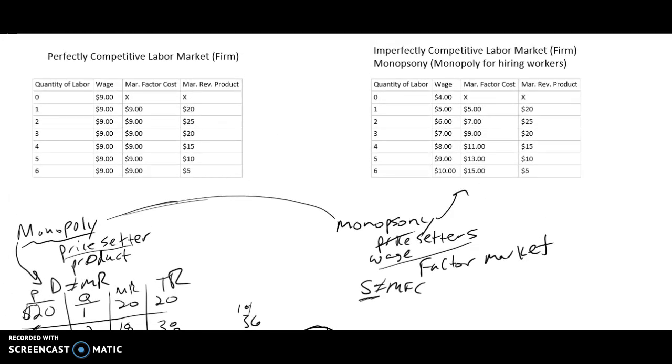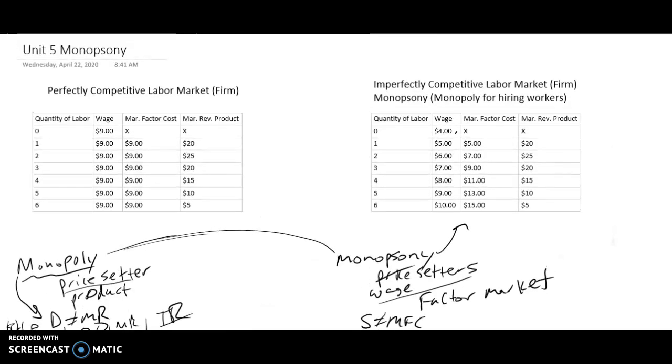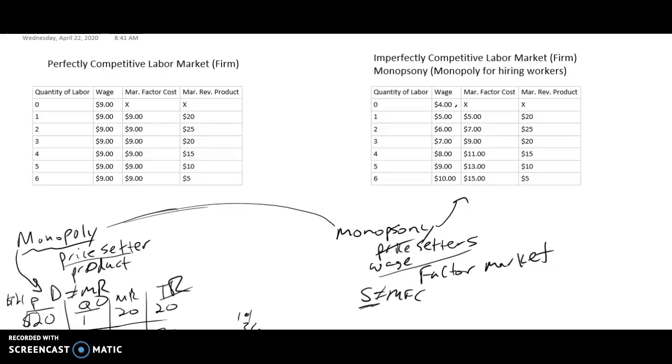What you can see is that at a wage of 4, they can't attract any workers. That would be like if over here the price was 21, then the quantity would be 0, and they would have no total revenue, things like that. But if they want to, let's say, pay a wage of 5, they're only going to attract 1 worker.